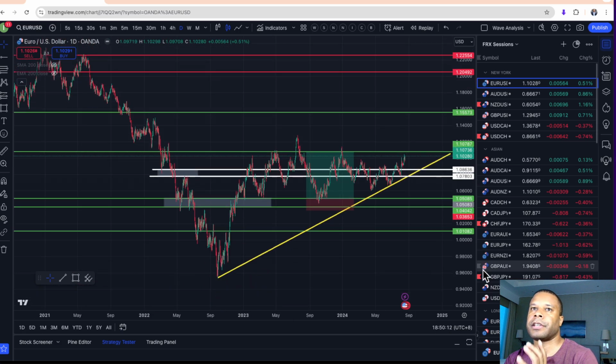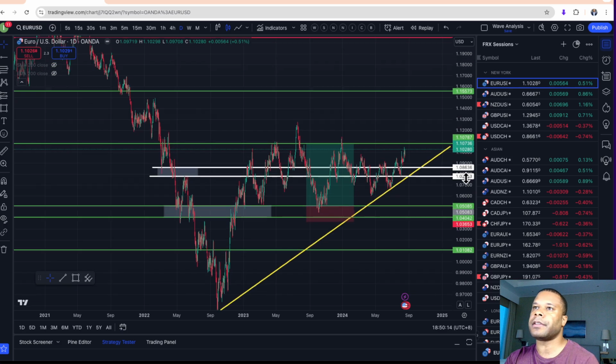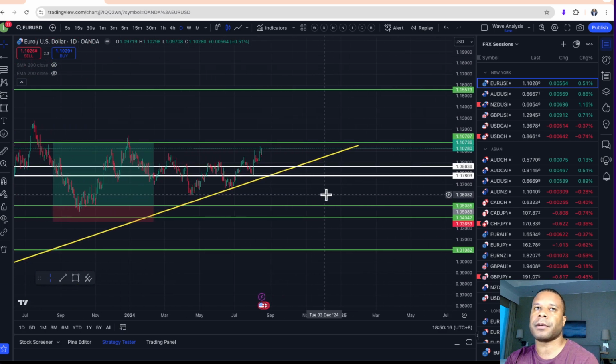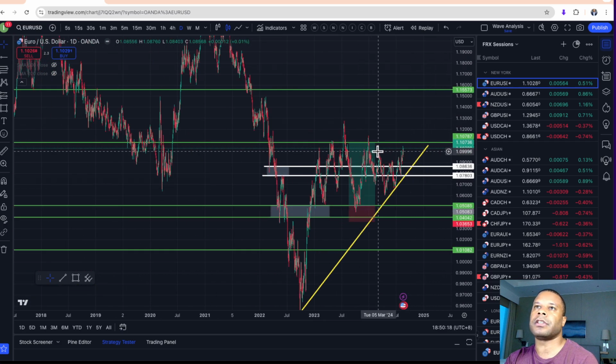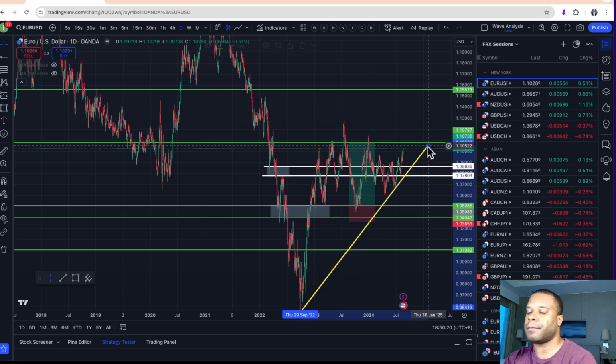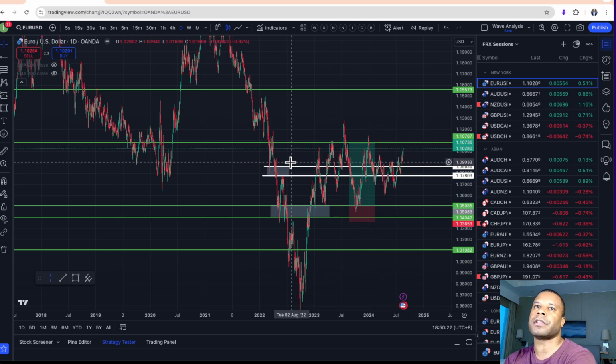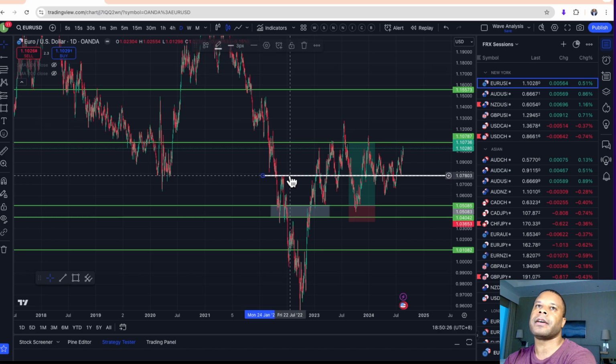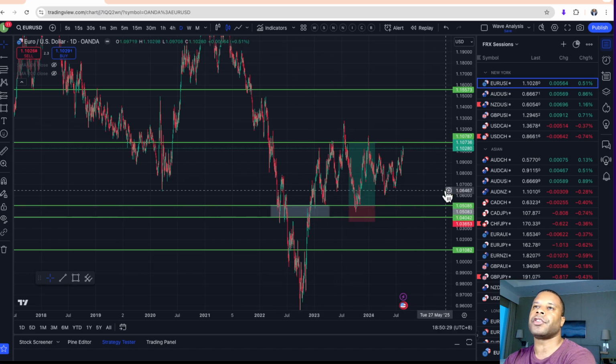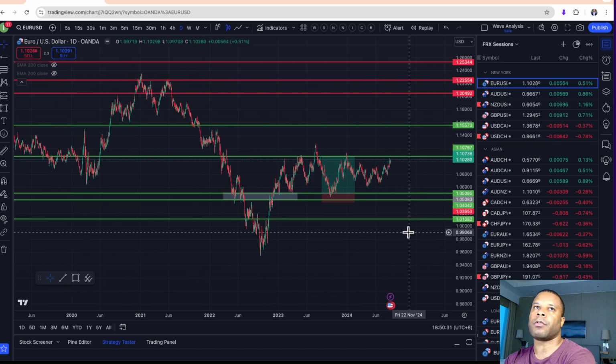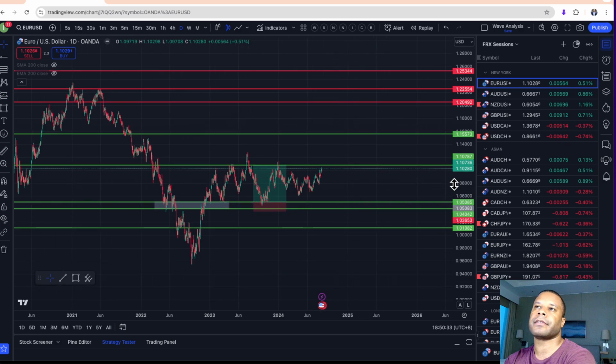So, guys, please do yourself a favor. I want you to go ahead and do some practice, look at some pairs, and just mark them up. Strictly support and resistance. Even if you don't do zones, let's just do lines. I want you to do them on bigger time frames, and I want you to find these major areas.